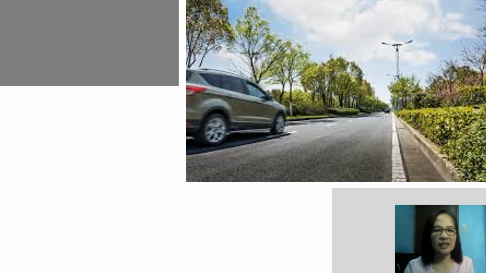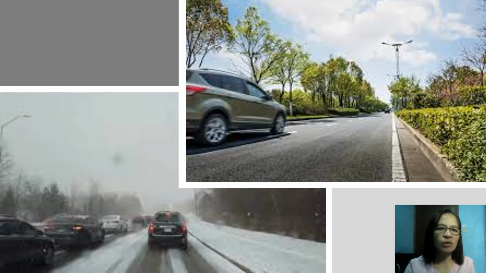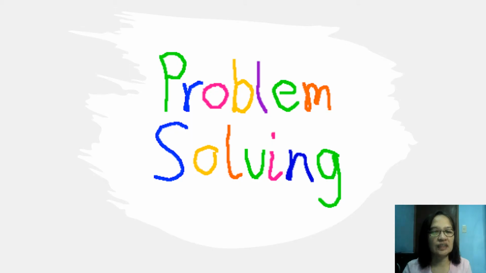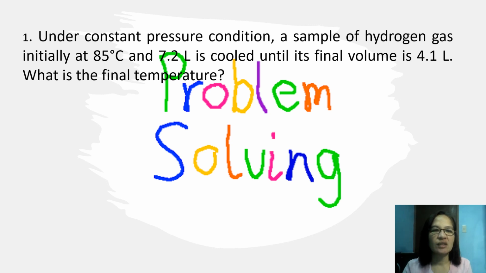Another task mga anak. Kailan kaya mas madaling ma-flat ang gulong ng mga sasakyan? During warm weather or cold weather? Explain and prove your answer. So let us have our problem solving. Number 1, under constant pressure condition, a sample of hydrogen gas initially at 85 degrees Celsius and 7.2 liter is cooled until its final volume is 4.1 liter. What is the final temperature?